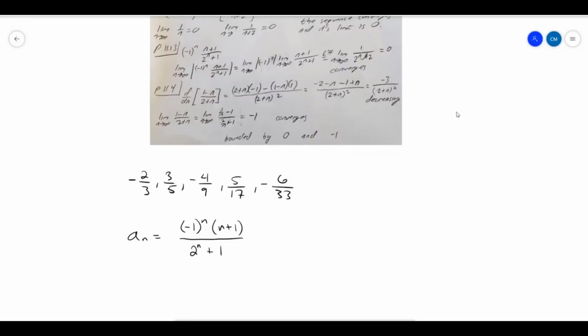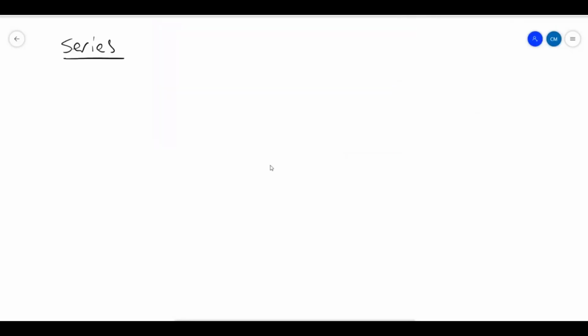All right, so let's move on to series now. This is the meat of this chapter, the real important stuff that we have to focus on for the next couple of weeks until this is over. All right, so you can read the definition there, convergent and divergent series.